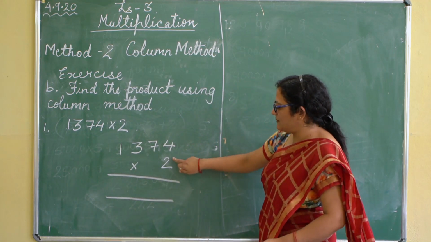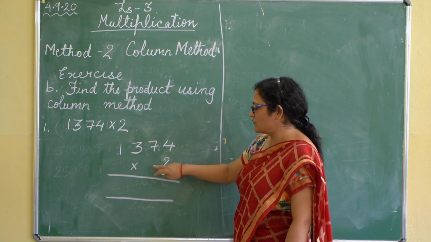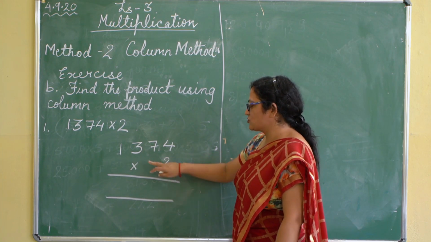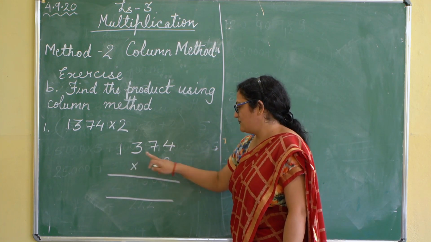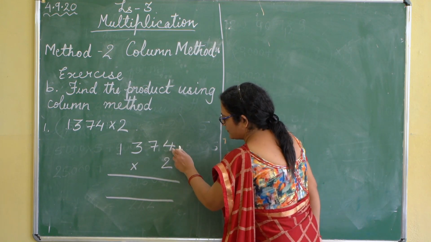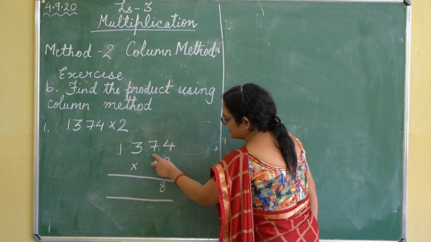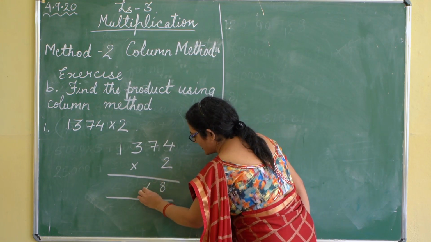Okay, this 2 will be multiplied by 4, 2 will be multiplied by 7, 2 will be multiplied by 3 and 2 will be multiplied by 1. We will multiply 2 by all the numbers. Okay, 2 4s are 8, as you know the table of 2. 2 7s are 14. How will you write 14?